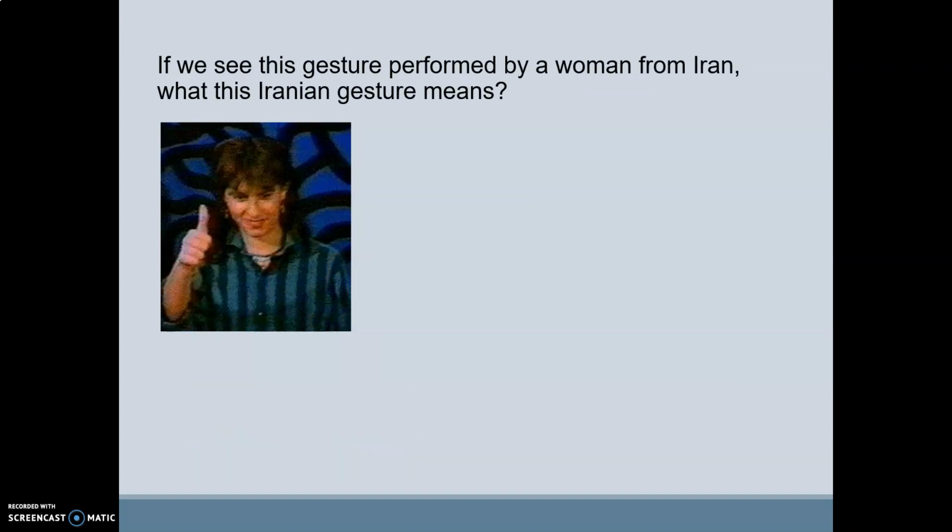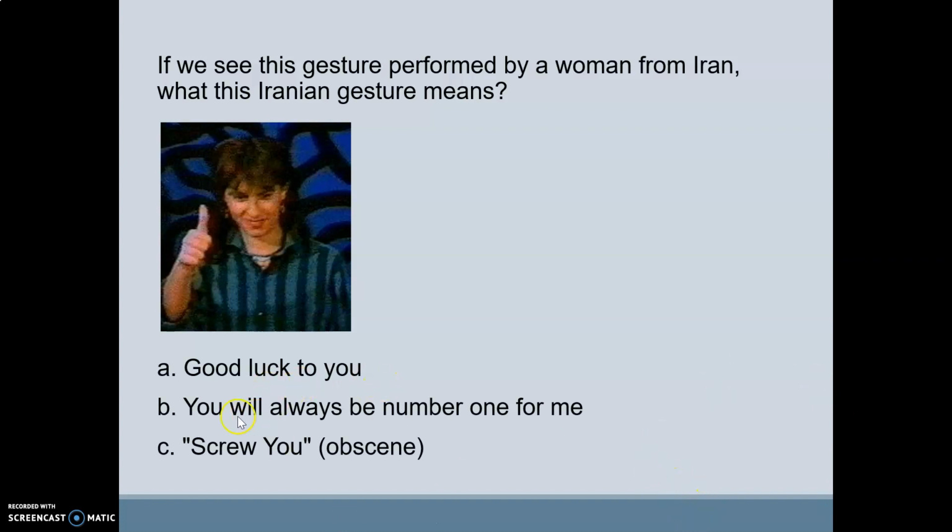Okay, so the last one. If you see this gesture performed by a woman from Iran, what does this Iranian gesture mean? Well, this thumbs-up hand gesture usually means good job, well done in most cultures, but it could mean very different things in Iran. Let's take a look at these options. Good luck to you, you will always be number one for me, and screw you. Okay. The correct answer is screw you. So we can see that the same hand gesture could mean very different things in different cultures. And this demonstrates the idea that nonverbal communication is heavily influenced by culture. And that is the last principle of nonverbal communication.